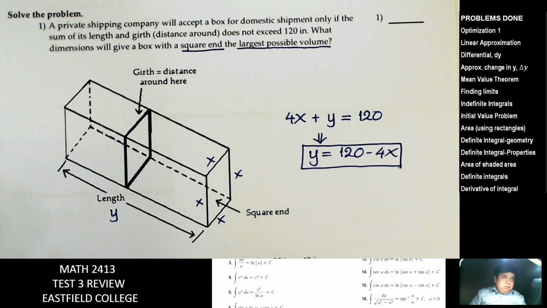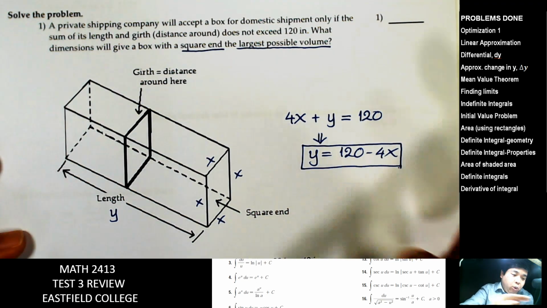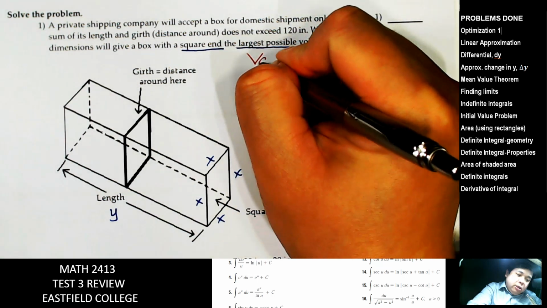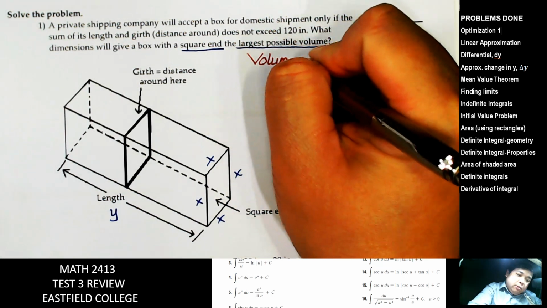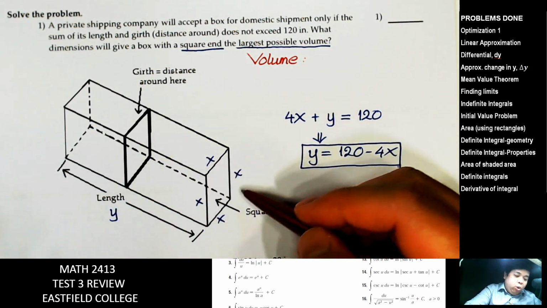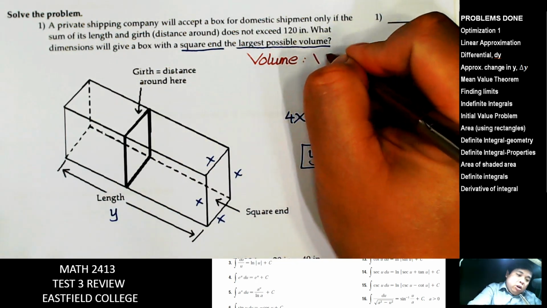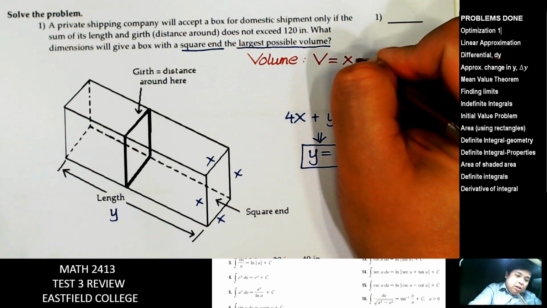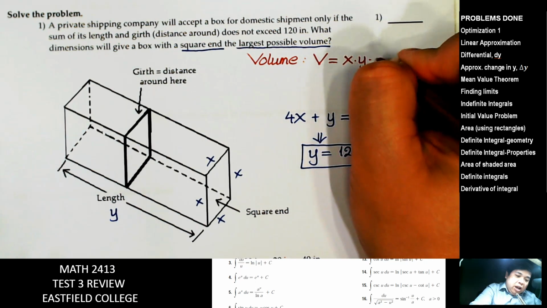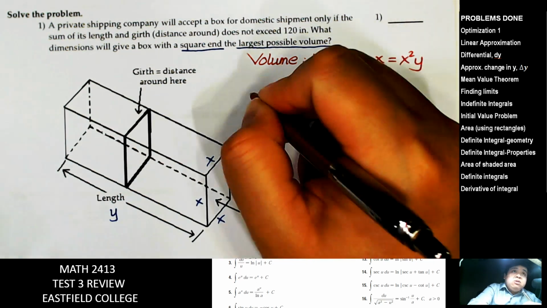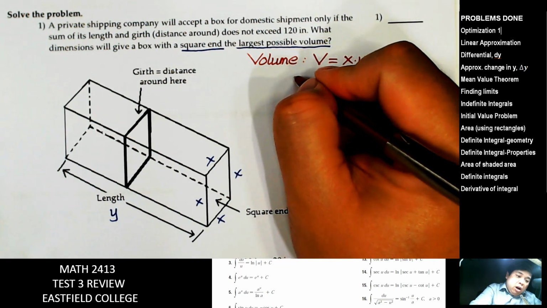Now we have that. Next, we want the one with the largest possible volume, and this is the rectangular box, length times width times height. So pretty much x times y times x, or x squared y, and this volume is to be maximized.